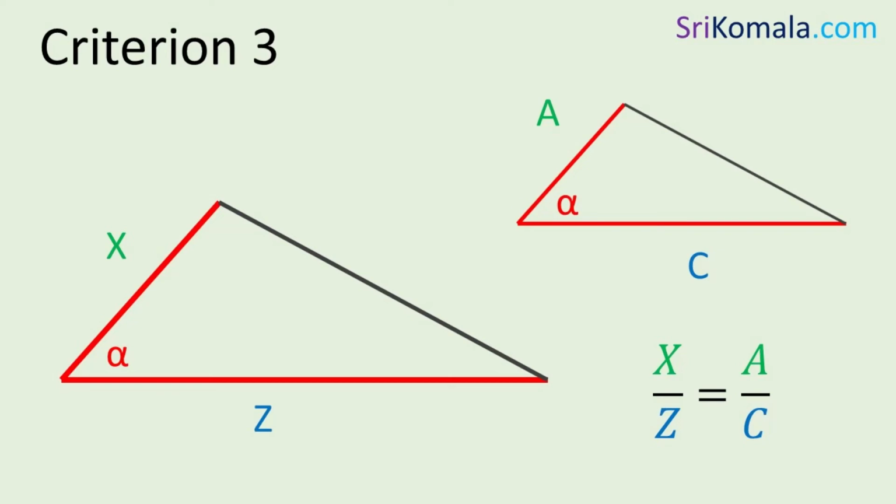Criterion number 3. As you can see from the figure, if the ratio of two sides in the first triangle is proportionally equal to that of the second triangle, and if the included angles are equal, then the two triangles are similar triangles. This criterion has been proven in this video. Moreover, this criterion is the basis of trigonometry ratios, such as sine, cosine, and tangent.